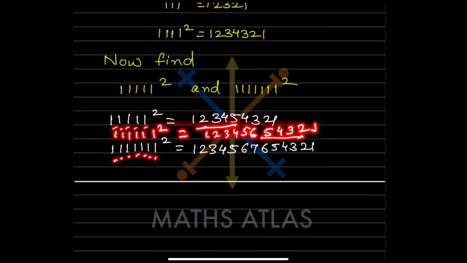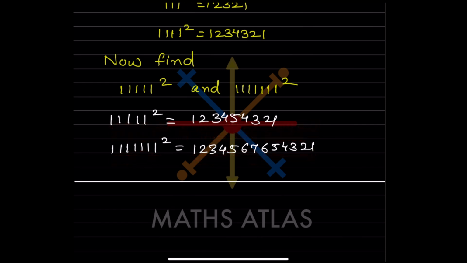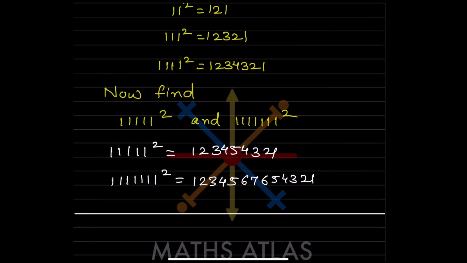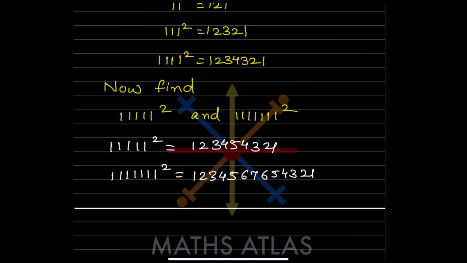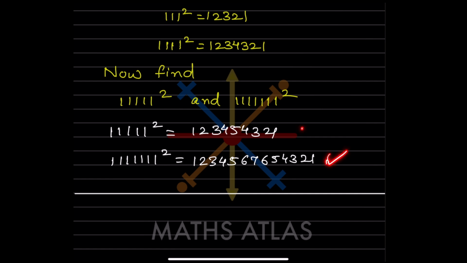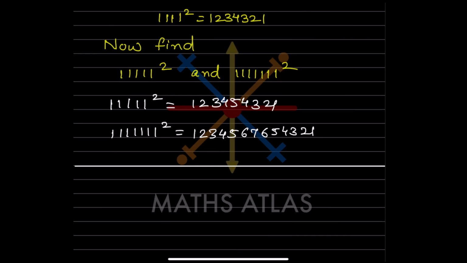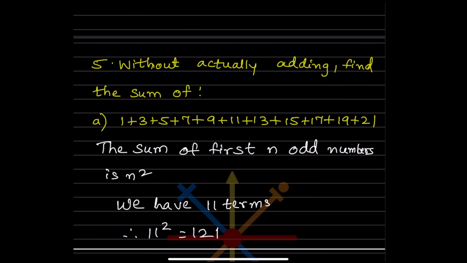This was for 6, but then this is for 7. 7 means you will write from 1 to 7, and then after 7 you will go in the descending order, 6, 5, 4, 3, 2, 1. So here, these are both the answers. So now we will look for the next one.